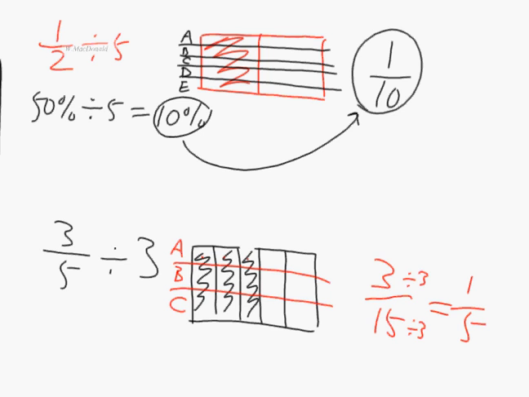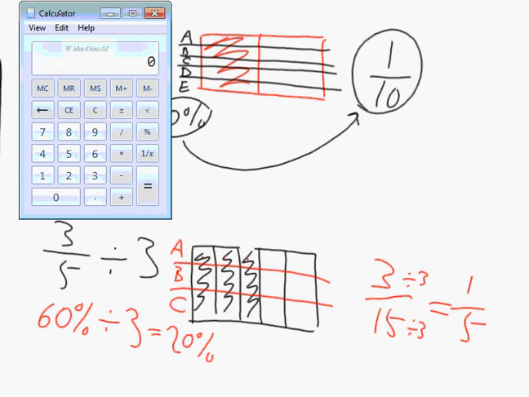Okay? And again, if we think of it as percentages, 3/5 is 60%. 60% divided by 3 would equal 20%. And if I double check what 1/5 is using a calculator, I think most of us know this, but anyway, 1 divided by 5 equals decimal 0.2, which is 2/10, which is 20%.